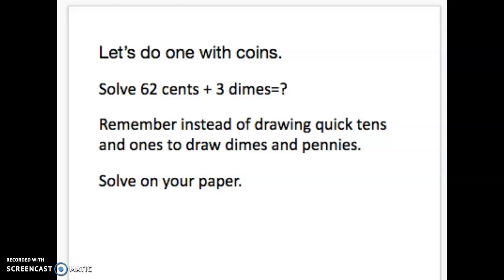All right, let's do one with some coins. Solve 62 cents plus 3 dimes. Remember, you're not drawing quick tens and ones now. You're drawing dimes and pennies. Solve 62 cents plus 3 dimes on your paper.